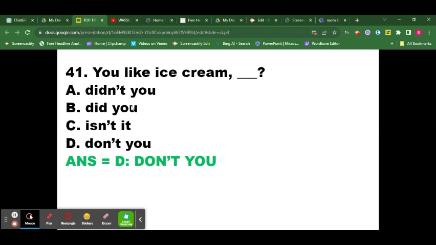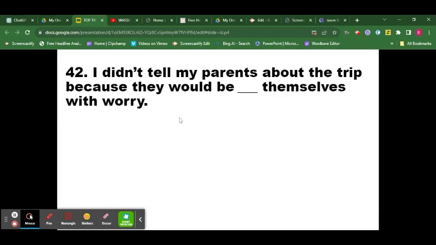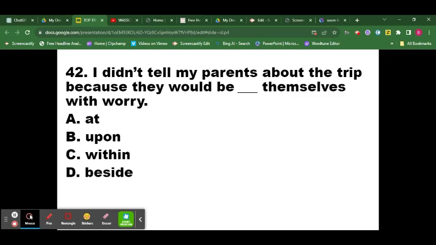Okay, so having said that, let's now move on to the next question, which is question number 42. I didn't tell my parents about the trip because they would be blank themselves with worry. So something is needed to fill in this gap. Option A, at. Can we say they will be at themselves? B, upon. Can we say they would be upon themselves? C, within. Can we say they will be within themselves? D, beside. Can we say they would be beside themselves? Absolutely. So option D is correct.